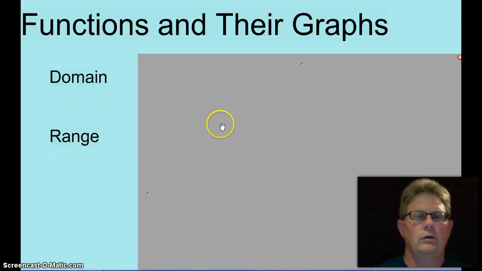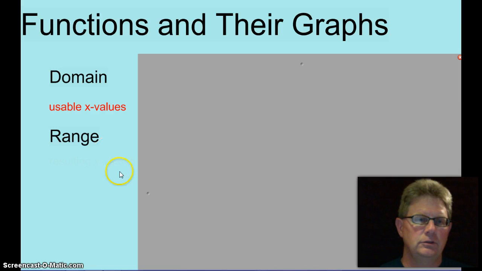Welcome to Pre-Calculus Section 3, Functions and their Graphs. First we're going to talk about domain and range of functions. What is the domain of a function? Those are the usable x values. What is the range of a function? That is the resulting y values.